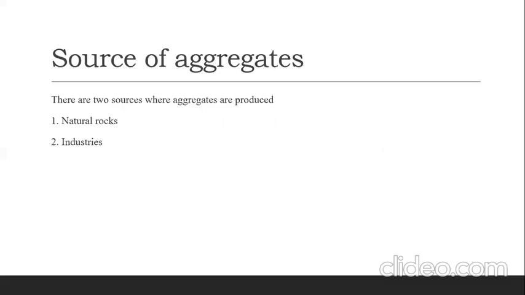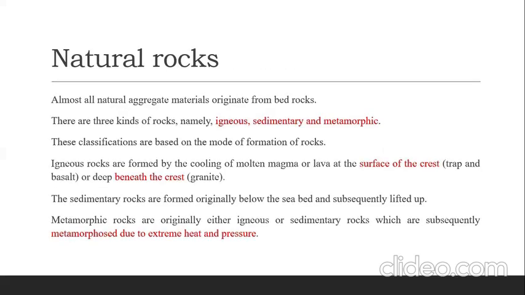And next is based on source. Source of aggregate, we have two types of aggregates. First is natural rocks. Second one is industries. Let us see one by one in detail. Natural rocks, we have three types of natural rocks on Earth. First one is igneous rocks. Second one is sedimentary rocks. Third one is metamorphic rocks.